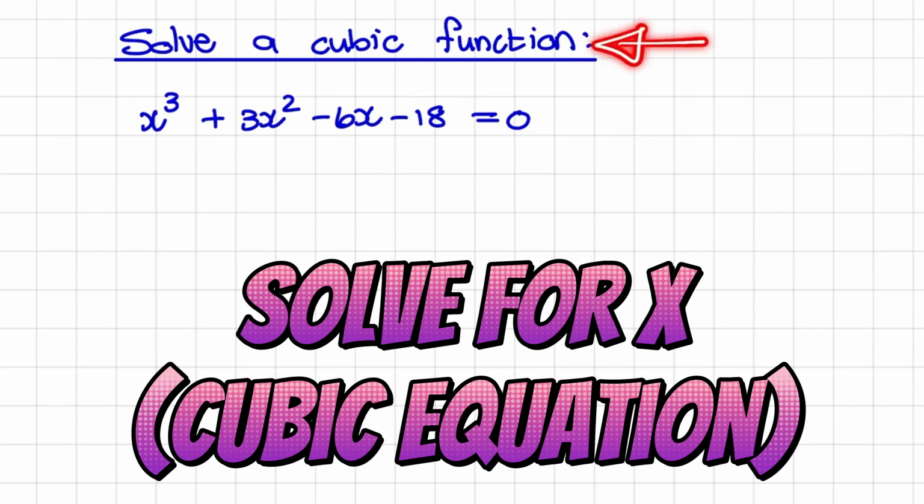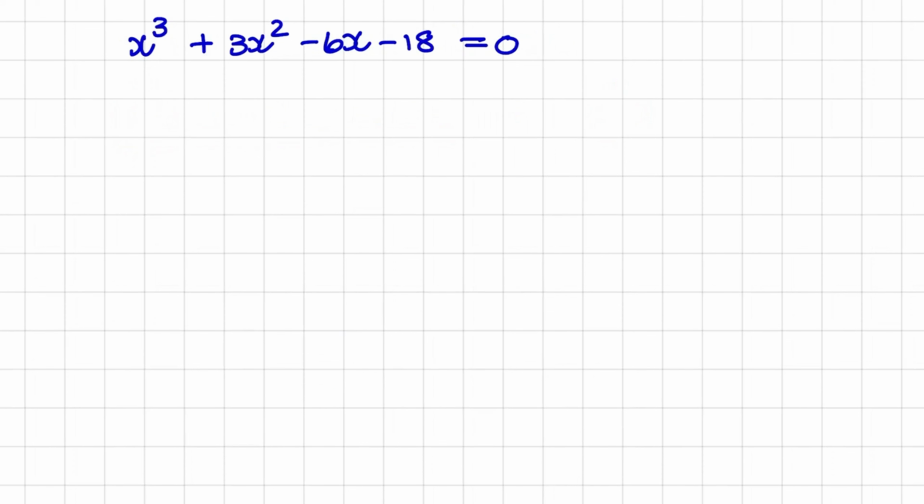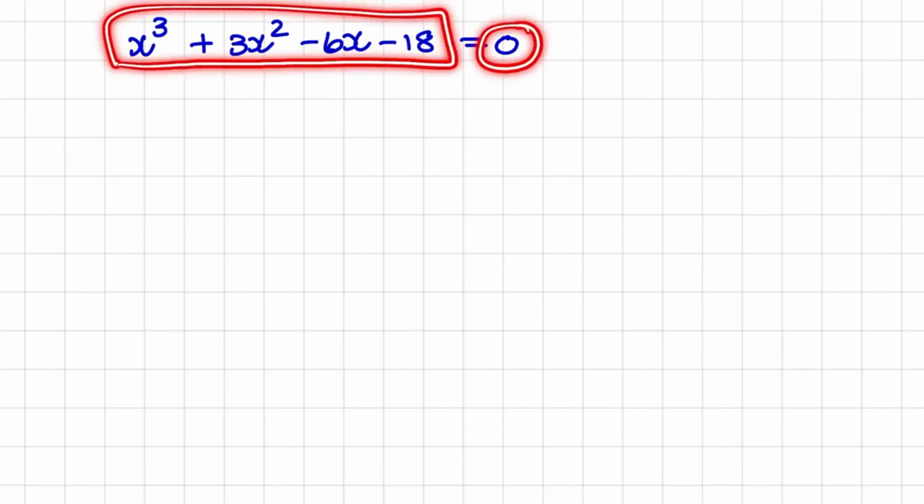In this video, we'll learn how to solve a cubic function. So here we have a function where it's x cubed plus 3x squared minus 6x minus 18. And we want to find the values of x that will make this expression equal to 0.